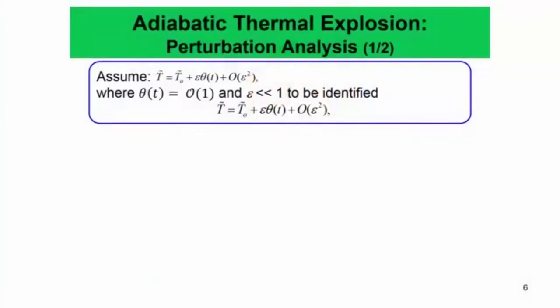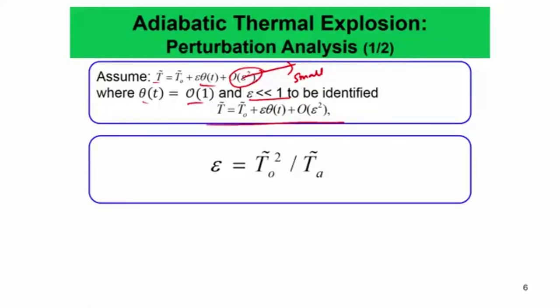So now we can introduce a small perturbation analysis where we say that this T tilde at any time t greater than 0 is essentially equal to T0, that is the original temperature, T0 tilde, plus epsilon times theta T, which is a function of time, plus higher order terms which are proportional to epsilon squared, and this epsilon is a quantity much smaller than 1, so we do not need to consider these. Okay, so this goes to 0. So we write it as a linear perturbation, that is T tilde is equal to T0 plus epsilon theta T, where theta T is of the order of 1 and epsilon is much smaller than 1, and this is the equation with which we are going to substitute.